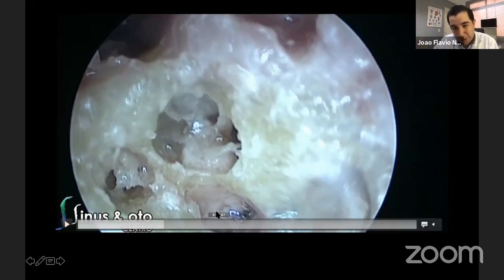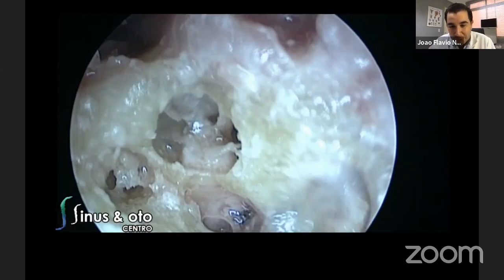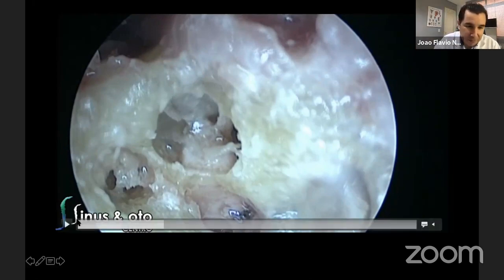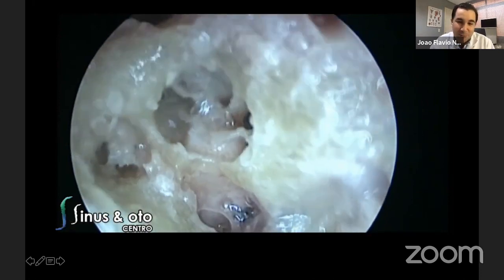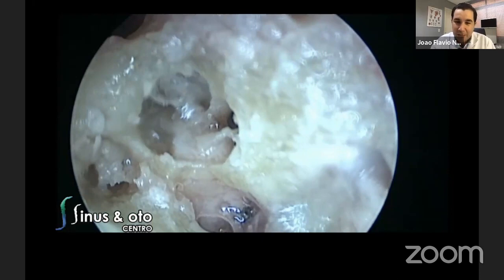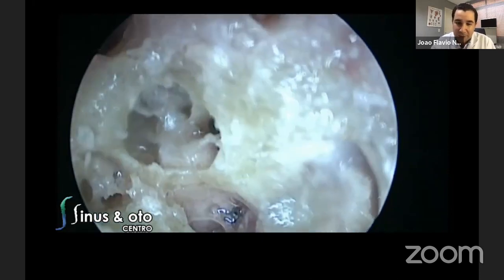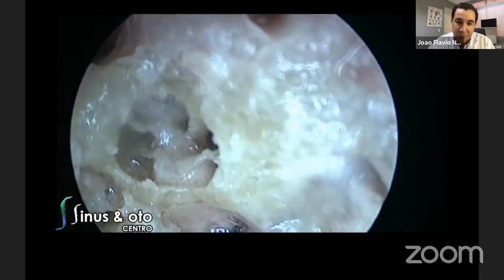So the cochlear nerve is going to be in this position. Anterior superior is going to be the facial nerve. Superior posterior is going to be the superior vestibular nerve, and inferior posterior is going to be the inferior vestibular nerve. So we can see that, and it's very nice to understand this kind of anatomy sometimes in a different perspective, in a different way.